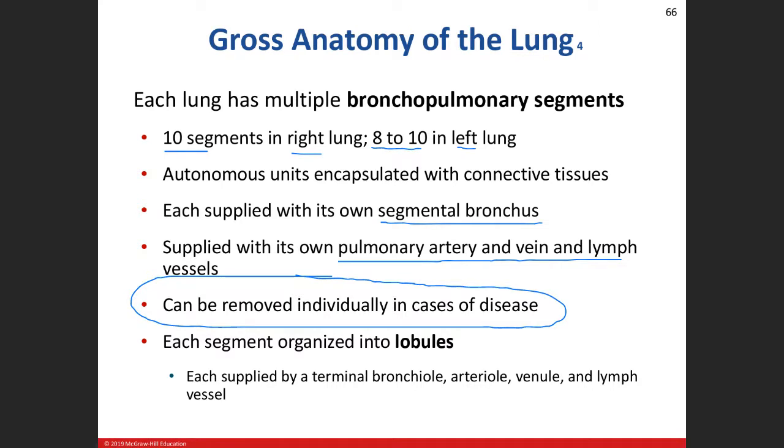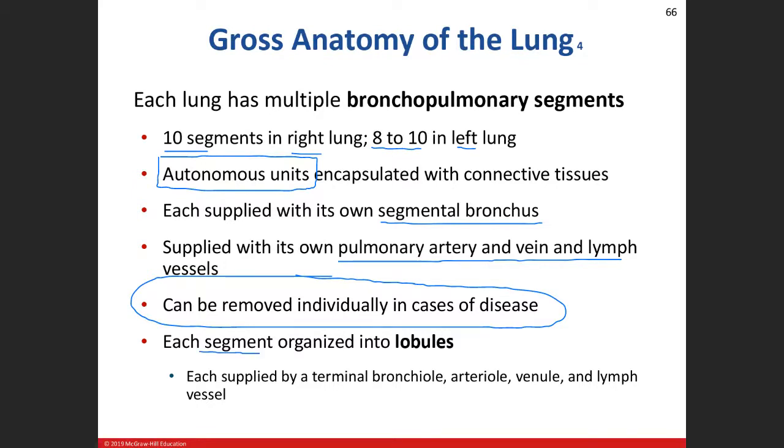So then by that concept, these are autonomous, which means they can operate on their own. So each of these segments can operate on their own, and if you take one segment out, it will not impact the functionality of the other segments. Now, we're going to go even smaller.